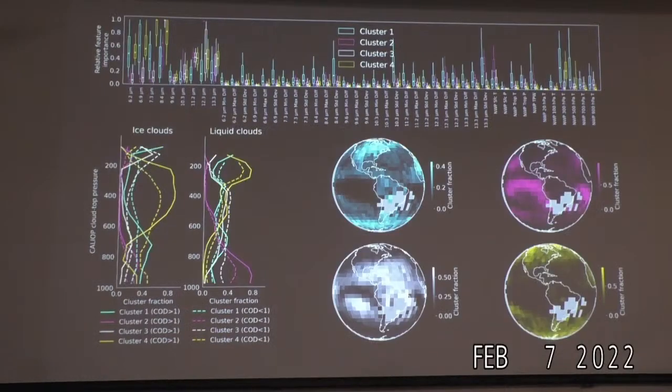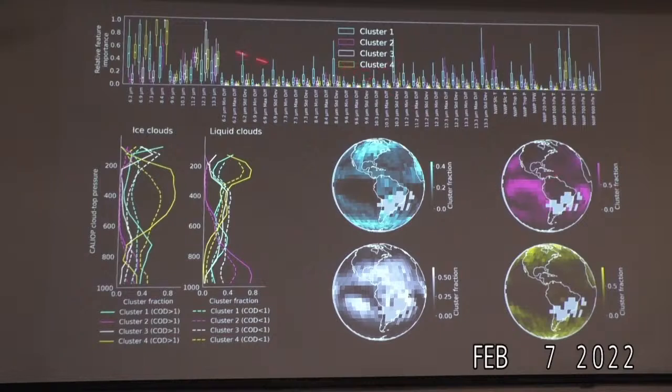We do something similar with ABI. We'll look at cluster 2. It has high feature importance in the 12.3 micron channel, high feature importance in the NWP surface temperature. It explains a large fraction of low-level liquid clouds, occurs mostly in the tropics.